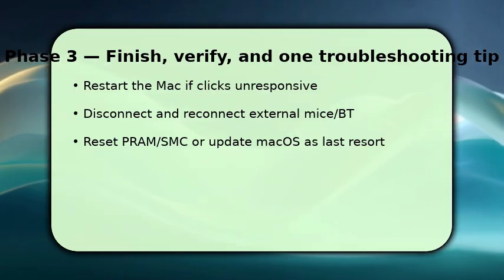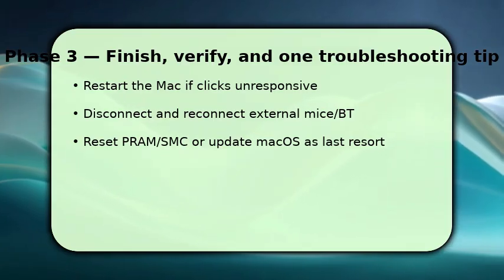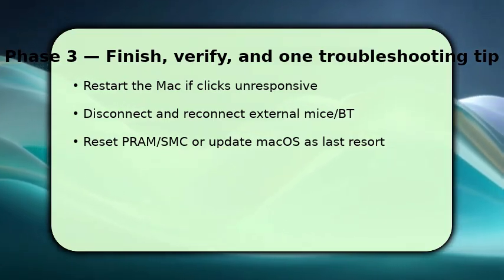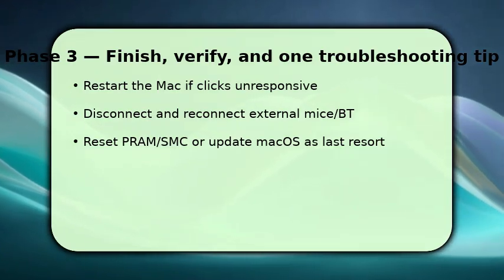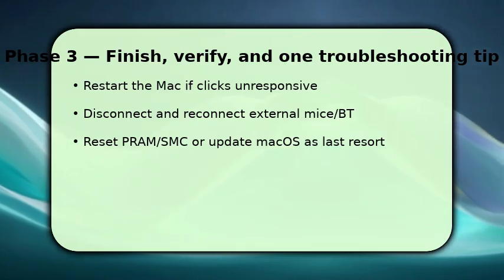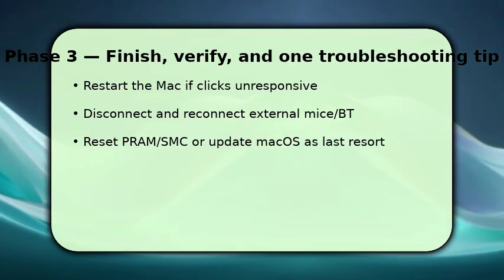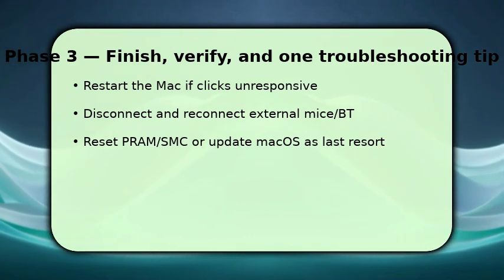Many issues clear quickly. Next, disconnect and reconnect external mice or Bluetooth devices since pairing glitches cause ignored clicks. If problems persist, reset PRAM or SMC and update macOS because firmware fixes input bugs. Finally, you'll know it's resolved when context menus appear reliably with your chosen right-click gesture.